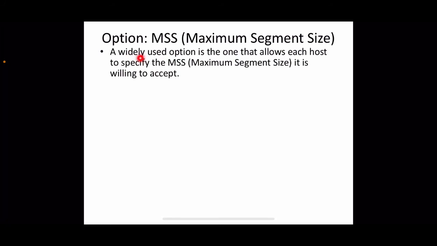Just for example, one option is maximum segment size, or MSS in short, which is used widely to allow each host to specify the maximum segment size it's willing to accept. So depending on the buffer capacity and all, a machine can specify that this is the maximum size I can accept.